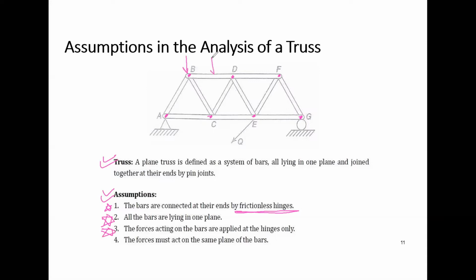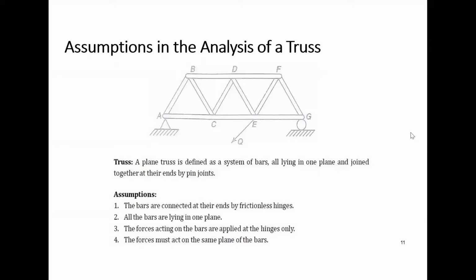We will not apply force over here, or at this place. That means forces at some offset point from the joint will not be acting in your analysis of truss problems. Then fourth assumption, the forces must act on the same plane of the bars. That means we are considering planar truss, so forces should also act in the same plane of the truss. So the plane of forces should be same as the plane of truss.